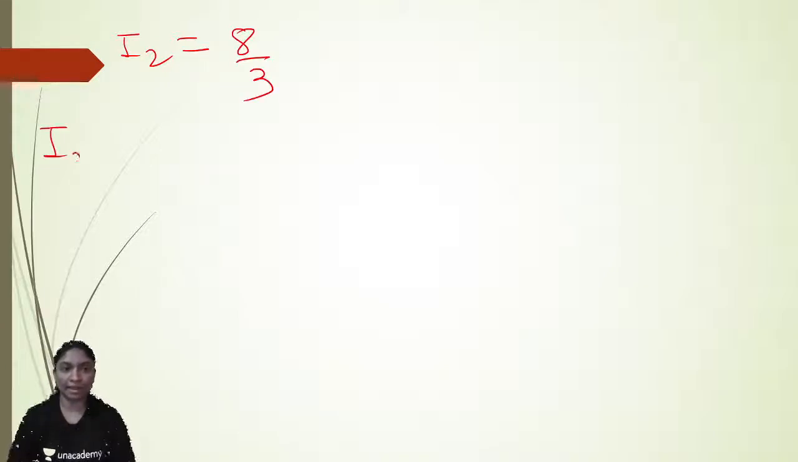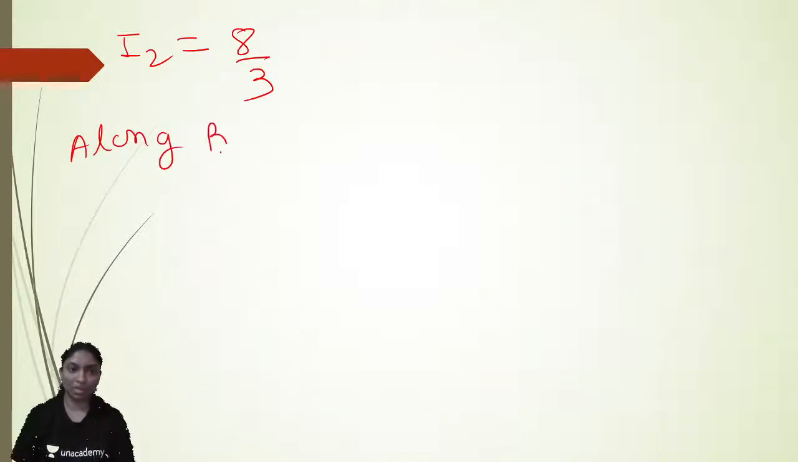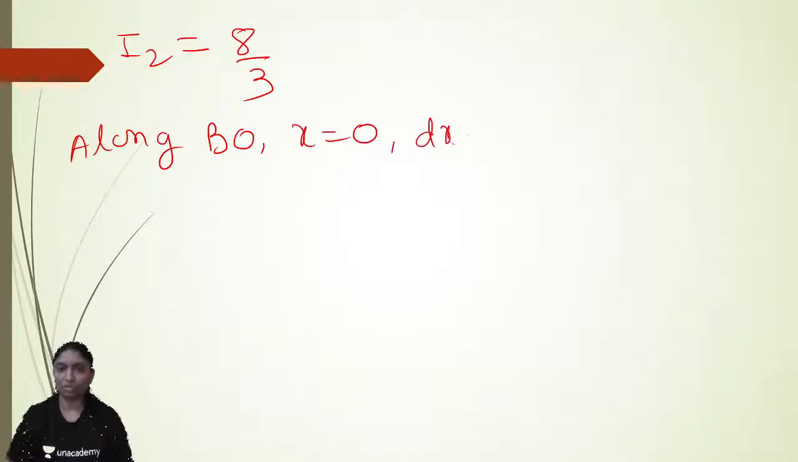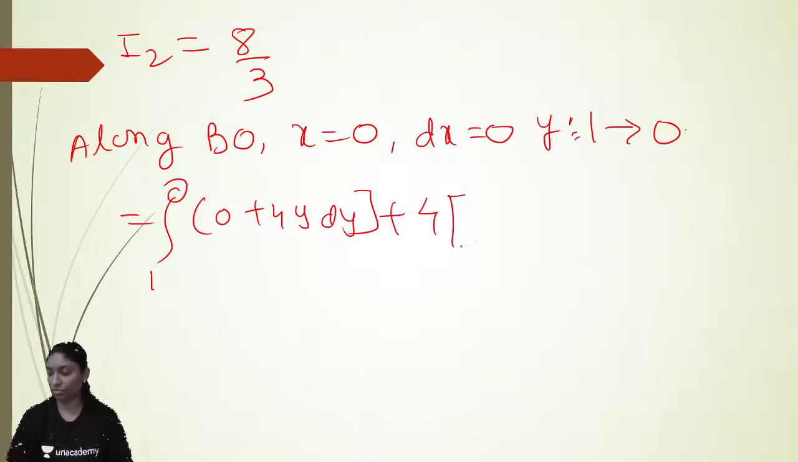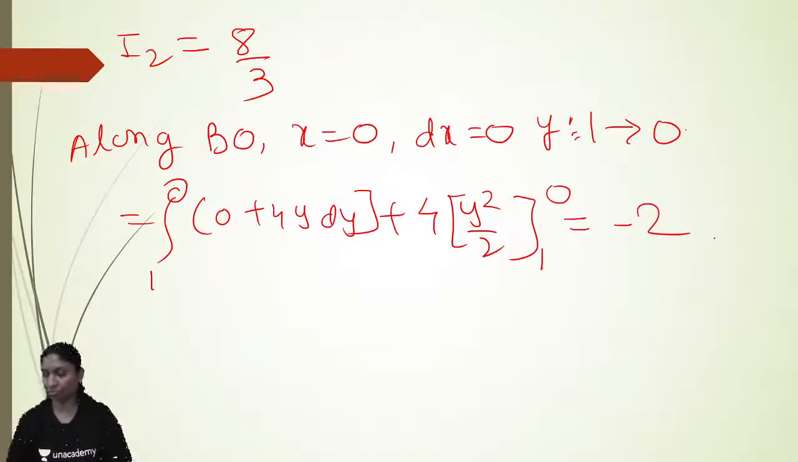And I3 will be along BO. Along BO, x is equal to 0, so dx is 0 and y is varying from 1 to 0. We will get ultimately integral from 1 to 0 of 0 plus 4y dy, which is 4 into y square by 2 from 1 to 0. We will get here minus 2.